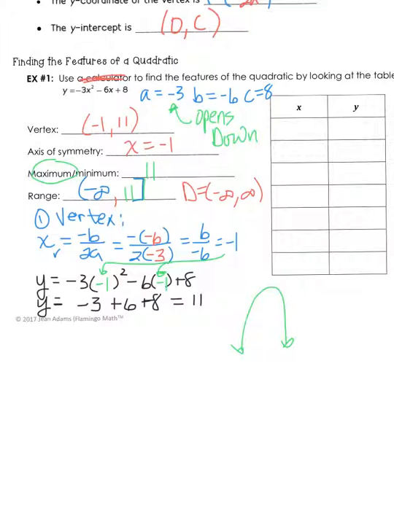Now, if I were going to graph this, I would put my vertex in the middle of my table of values. So I would put it here, negative 1 here, and 11 here. Then I would choose values smaller than negative 1 and larger than negative 1. So smaller than negative 1 would go negative 2, negative 3, negative 4. Larger would be 0, 1, and 2. And you could plug those into the function and find the y value and easily graph this. But we're not going to right now.